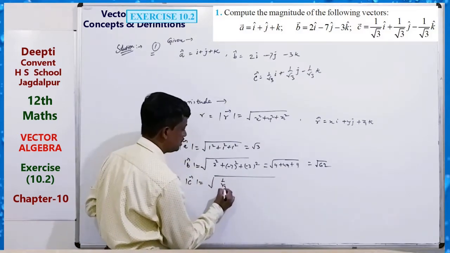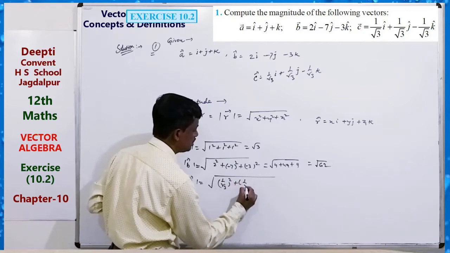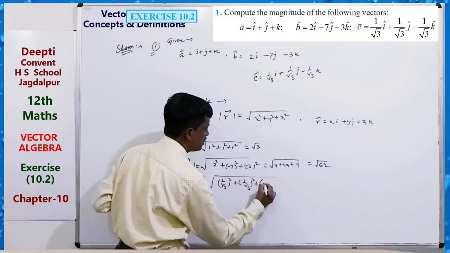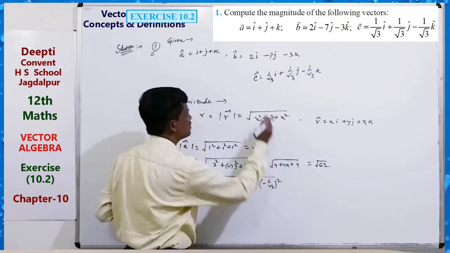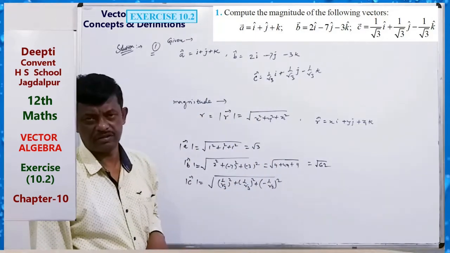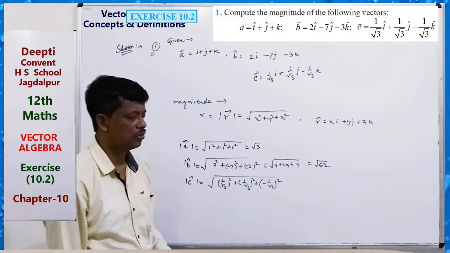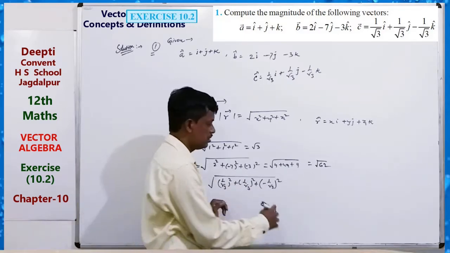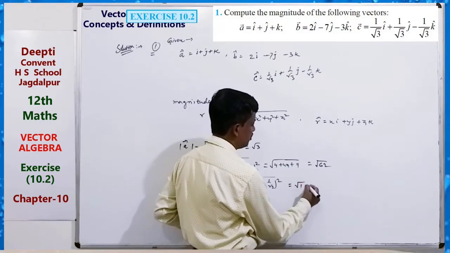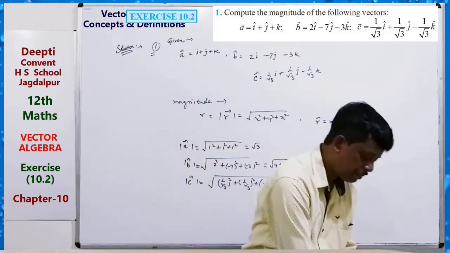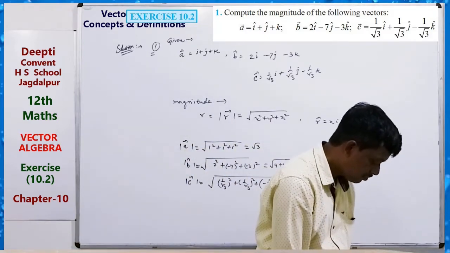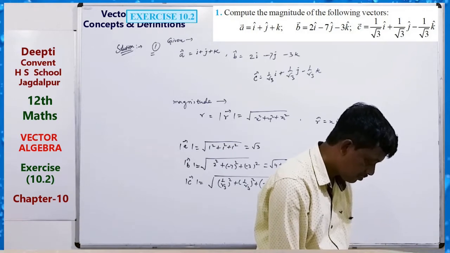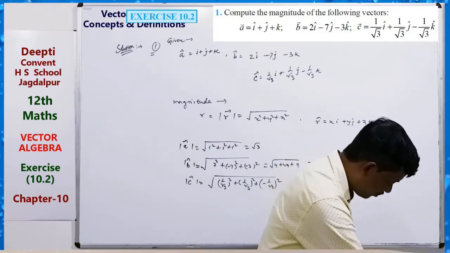Similarly, magnitude of c is root of 1 by root 3 square plus 1 by root 3 square plus minus 1 by root 3 square. Just square each component, sum it and take the square root. That is 1 by 3, 1 by 3, 1 by 3, which sums to 1. So these are the values of the magnitudes.